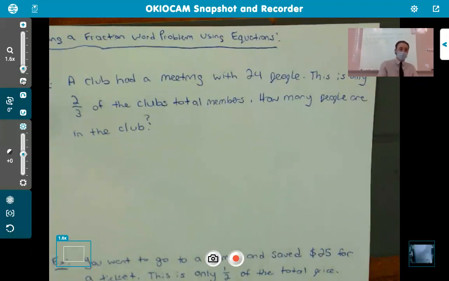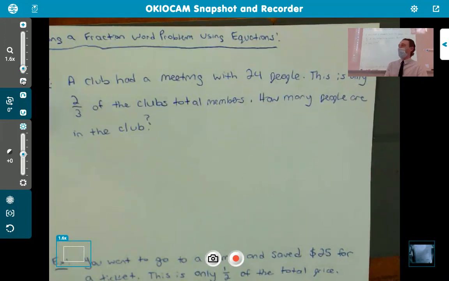Then we'll get started with the first example. It says a club had a meeting with 24 people. This is only 2/3 of the club's total members. How many people are actually in the club? So it's a club for whatever, 24 people showed up, but everybody there understands that that's only 2/3 of the people that are in the club from the beginning, right? So we're trying to figure out, how many total people should have been there if only 24 showed up?